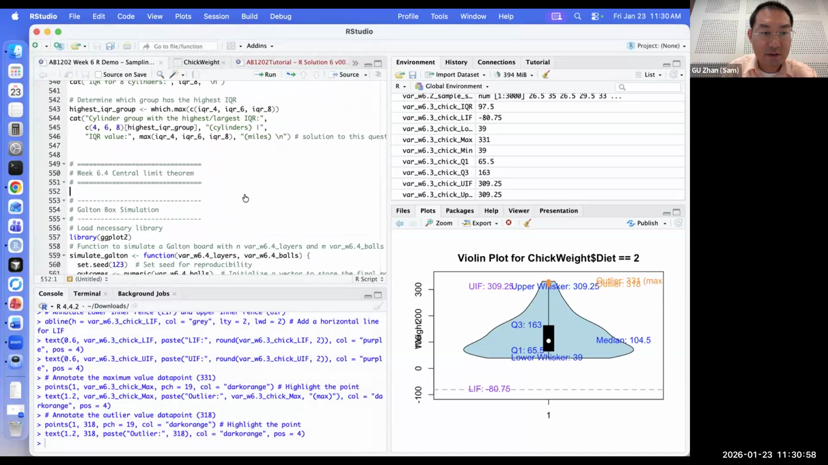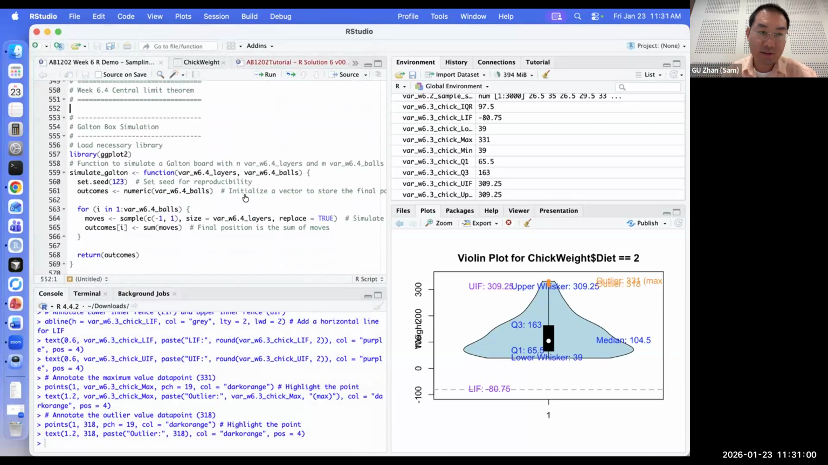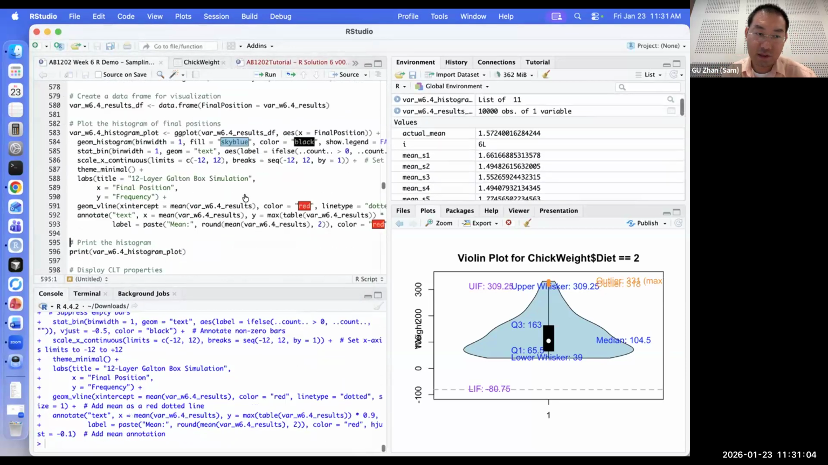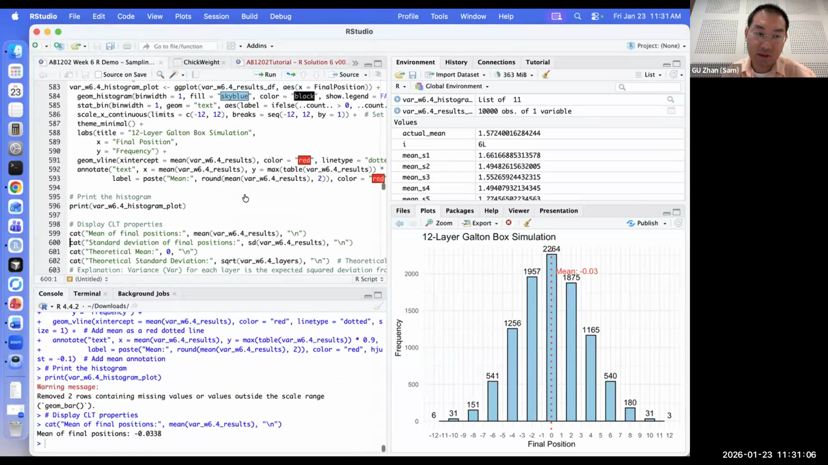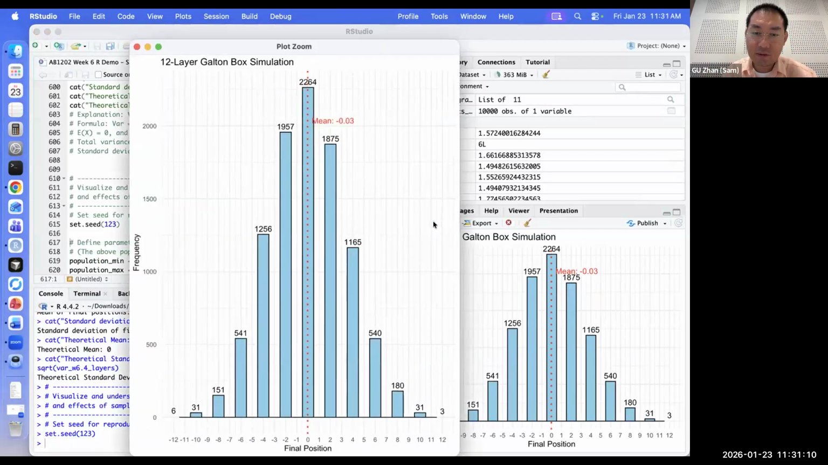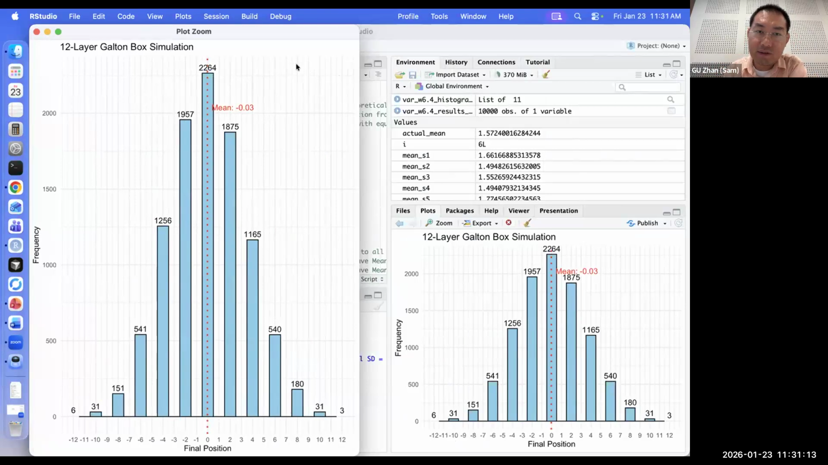Then next is the central limit theorem, the Galton board simulation. I just ran a code for you to visualize the Galton board. For the Galton board, what kind of distribution is this? Some of you may say this is a normal distribution. Think twice. This is not a normal distribution.